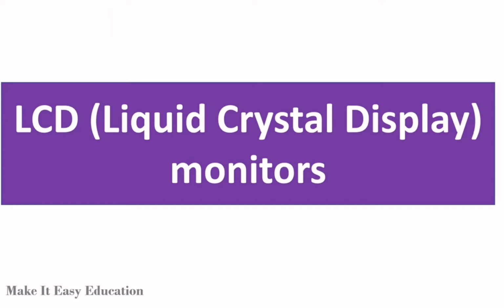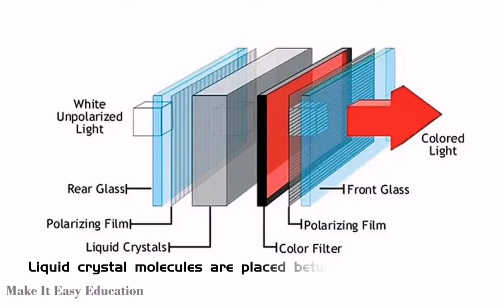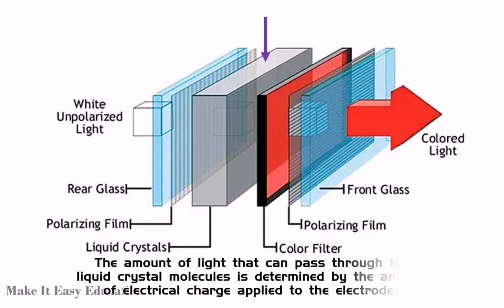LCD. LCD is made of liquid crystals. Liquid crystal molecules are placed between 2 electrodes. The amount of light that can pass through the liquid crystal molecules is determined by the amount of electrical charge applied to the electrodes.